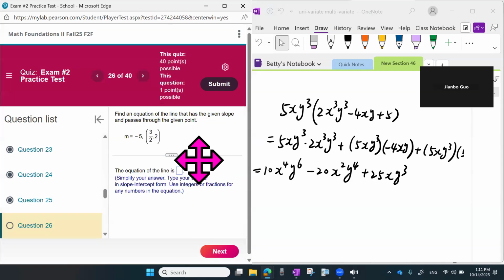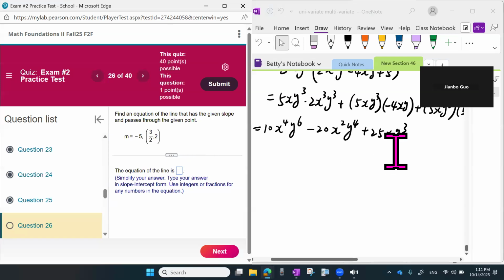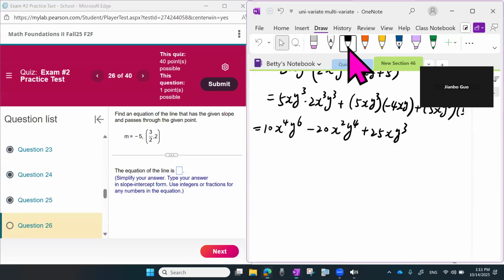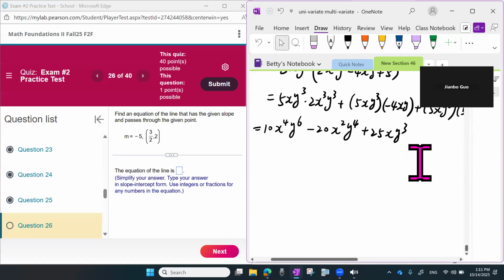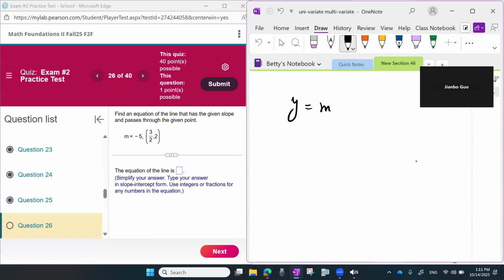Find an equation of the line that has the given slope and passing through the given point. We mentioned this type of problem, right? Very classic. So write down the slope-intercept form first. One reason is because of the requirement in the parentheses: you are required to type your answer in the slope-intercept form. So you need to know the formula. It is y equals mx plus b. Okay, and then you're going to plug in whatever information you are given.